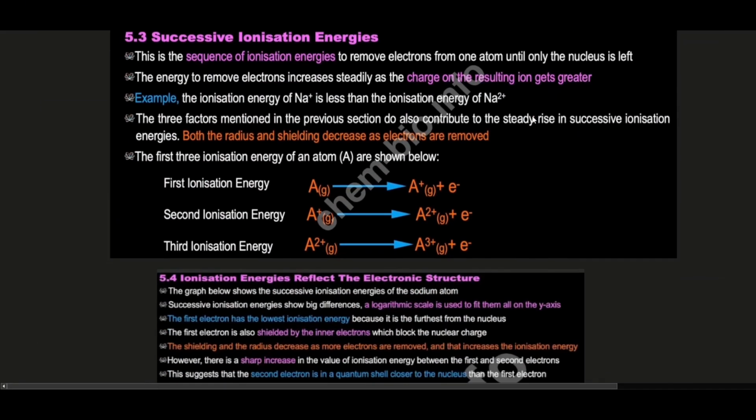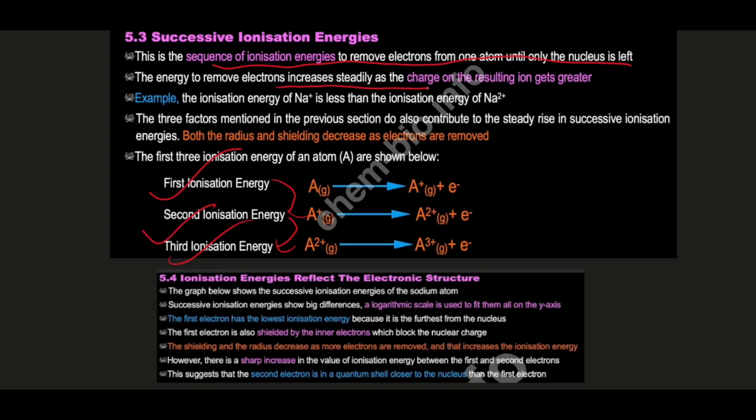Now let's move on to successive ionization energy. The sequence of ionization energies to remove electrons until only the nucleus is left is basically successive ionization energy. So that's what it is: first, second, third. What do you think? Don't you think the second ionization energy will be greater than the first? The third will be greater than the second. Obviously the second will be greater than the first, the third will be greater than the second. The energy to remove electrons increases steadily as the charge on the resulting ion gets greater.